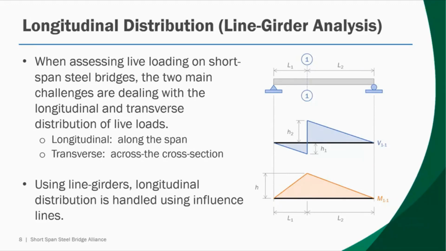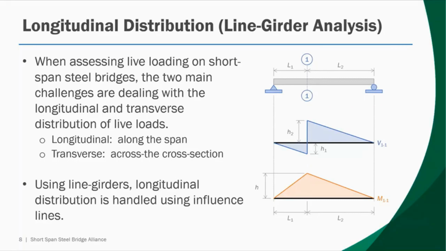Using a line girder analogy, longitudinal distribution is handled using influence lines, a topic most engineers are familiar with from undergraduate structural analysis courses. Here on this slide, you can see a typical influence line for shear and moment at a given section for a simply supported beam. If you recall from the theory of influence lines, an influence line is drawn for a single point of interest on a structure, and then worst case effects are determined using the resulting influence line.